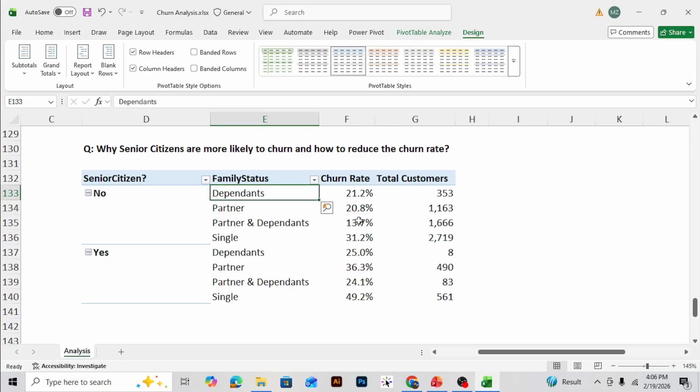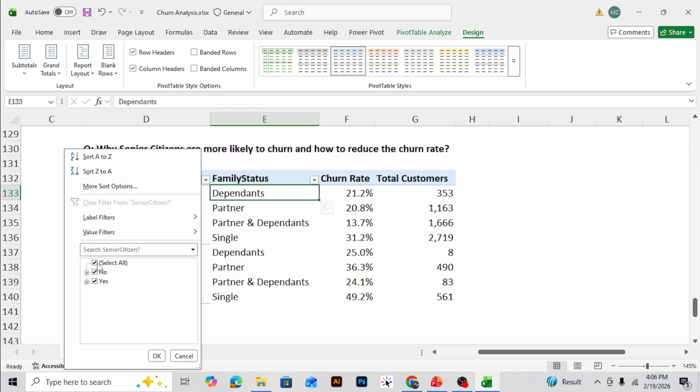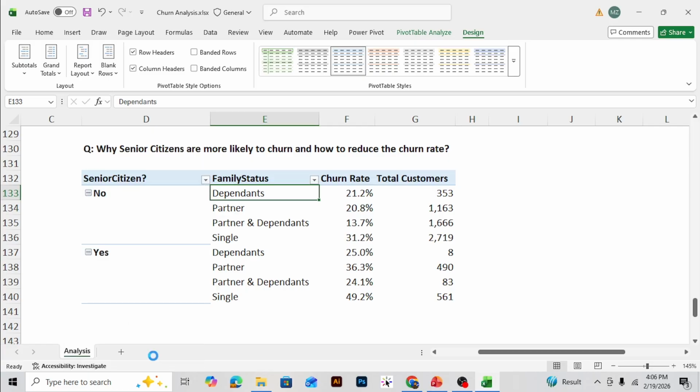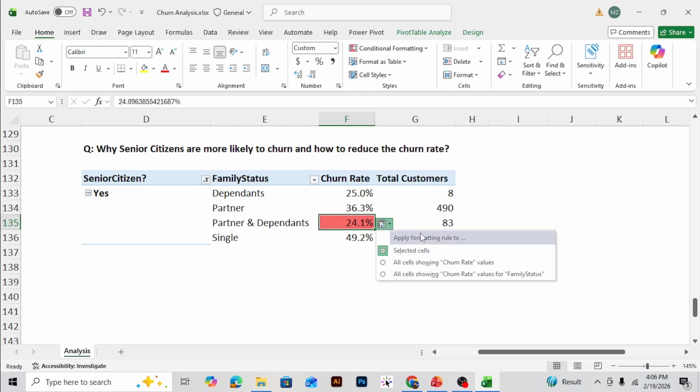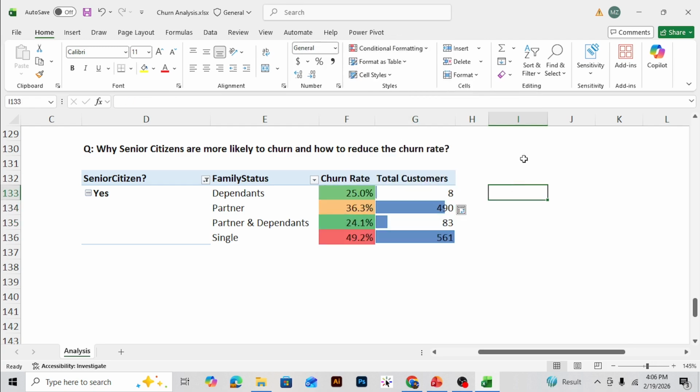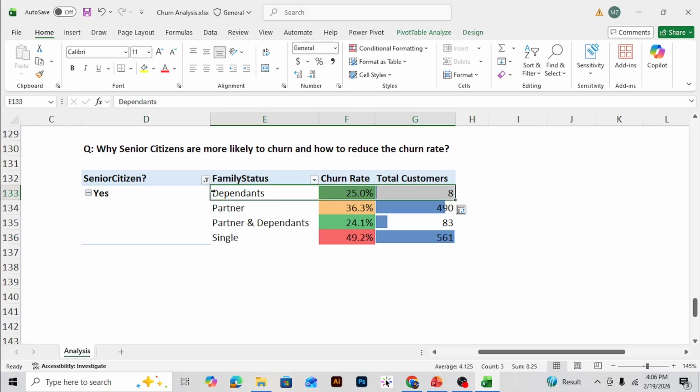And the family status is nothing but the combination of dependents and partners. So we will filter only the yes portion, which will be the senior citizen. And we will apply the conditional formatting. So now you can see the senior citizens who have dependents, their churn rate is 25%, but only 8 customers fall into the senior citizen category.